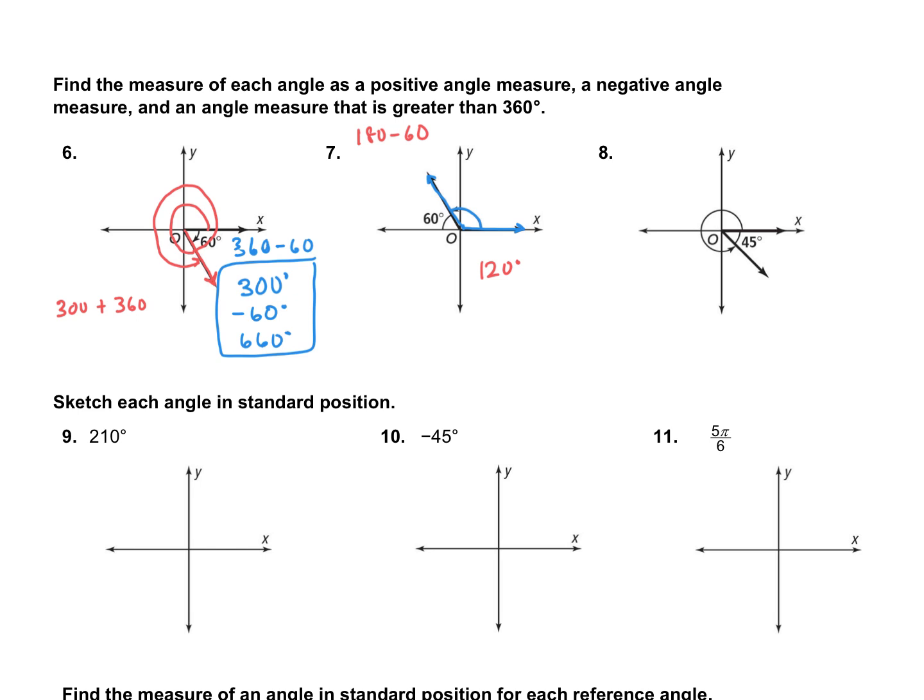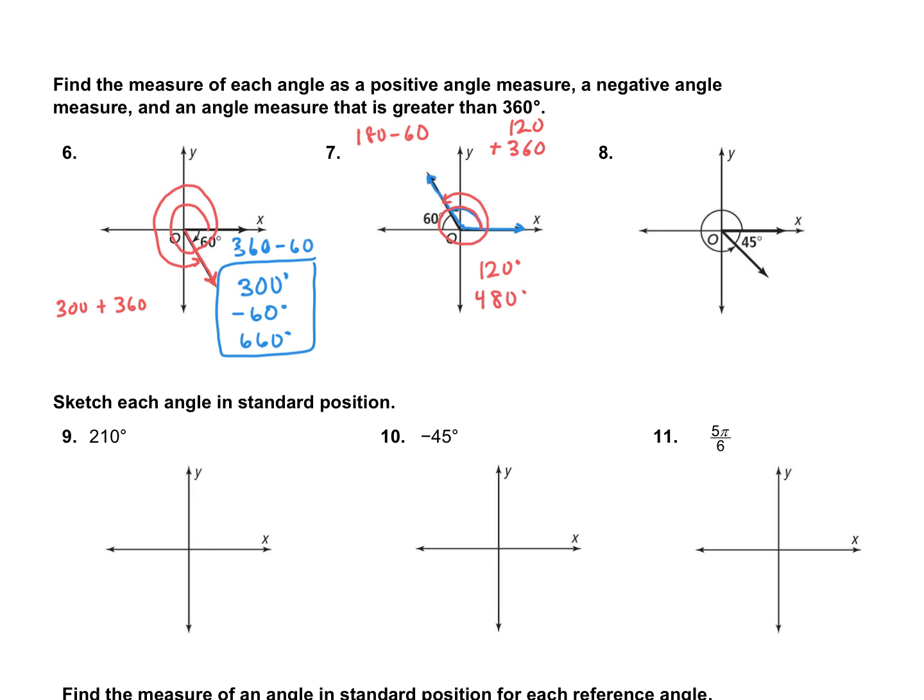Maybe we can find the one greater than 360 since we're right here talking about this angle. If we have our 120-degree angle and then we just go around one more full rotation, so we take our 120 degrees and add on a full rotation of 360, that's going to give us our angle measure that's greater than 360. So that's going to give us 480 degrees.